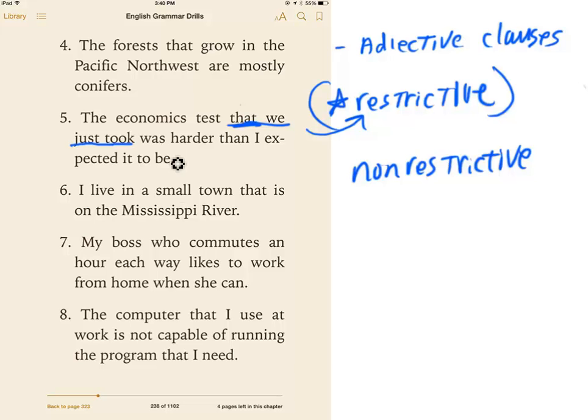I live in a small town that is on the Mississippi River. Probably I would need this. Number one, it's restrictive because it uses the word that, but it tells me which small town.